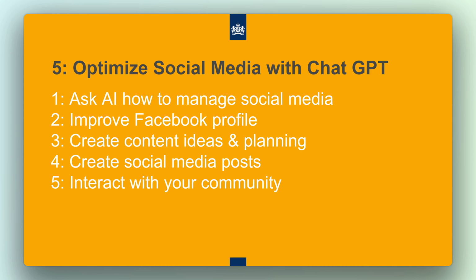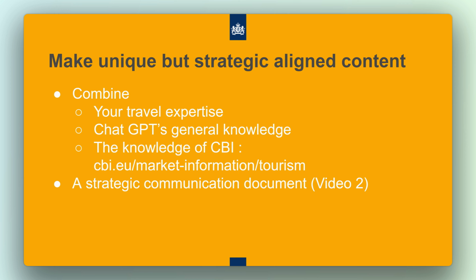Let's get started. To make unique and strategically aligned content, we'd like you to combine your travel expertise and knowledge with that of ChatGPT's general knowledge and tourism knowledge. And that again with the knowledge of CBI that you can find on the Market Information Tourism section. To make it aligned and strategic, also combine it with your own strategic communication document that we teach you how to make in video 2, for which you can find the link in the description.